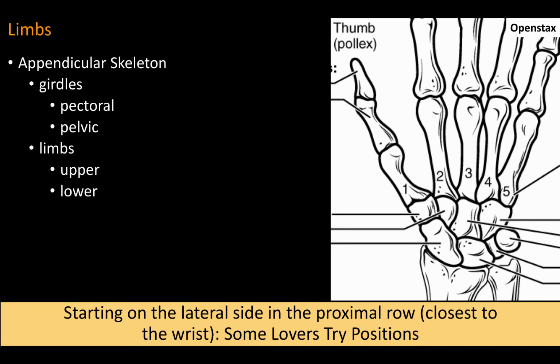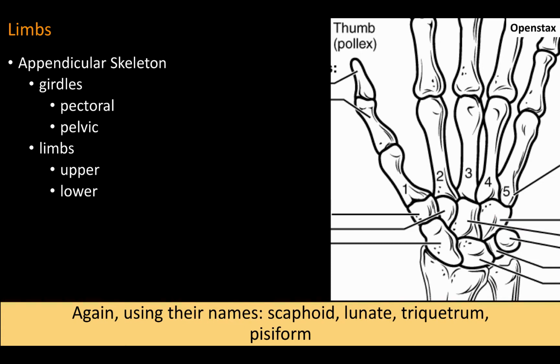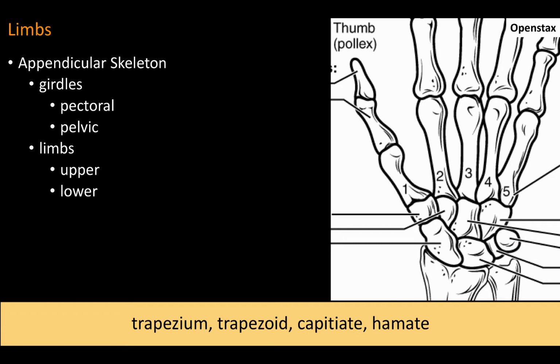Starting on the lateral side in the proximal row, closest to the wrist: Some, Lovers, Try, Positions. Then from the lateral side in the distal row: That, They, Can't, Handle. Again, using their names: scaphoid, lunate, triquetrum, pisiform, trapezium, trapezoid, capitate, hamate.